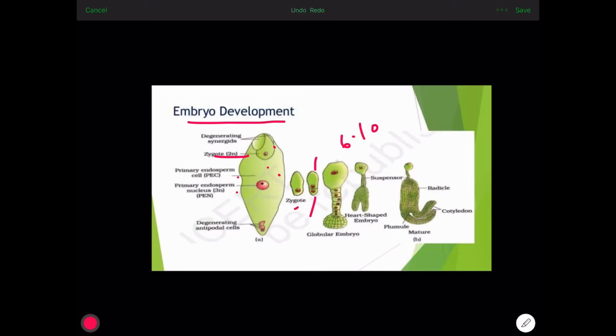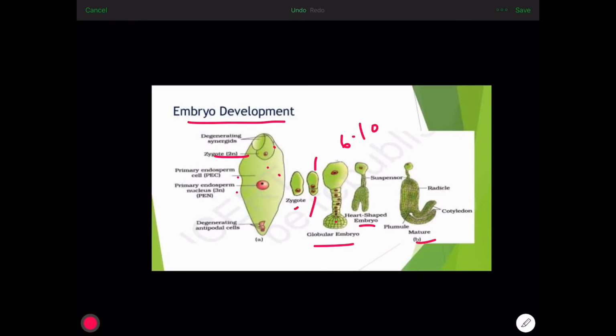So from suspensor cell, suspensor is formed. And the lower cell is embryo cell. This embryo cell divides to give rise to proembryo, globular embryo means round embryo, then heart-shaped embryo. Then embryo becomes heart-shaped because its sides grow more as compared to center. Heart-shaped embryo and then mature embryo. So these are various stages of embryo: globular embryo, heart-shaped embryo and mature embryo.